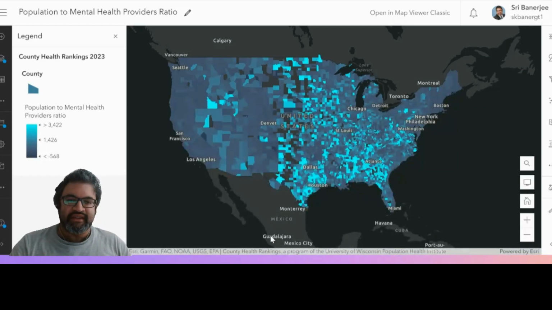5.5% of the United States population suffered from serious mental illness in 2021. This equates to about 14.1 million Americans that are affected by serious mental illness.